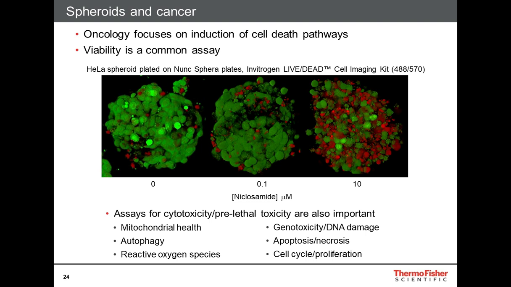So this is one common assay, but as I mentioned, there are many other things that we might be interested in measuring, things that are potentially measuring pre-lethal toxicity as well, things like mitochondrial health, reactive oxygen species, apoptosis, or proliferation and cell cycle. So we'll look at examples of some of these other assays now.